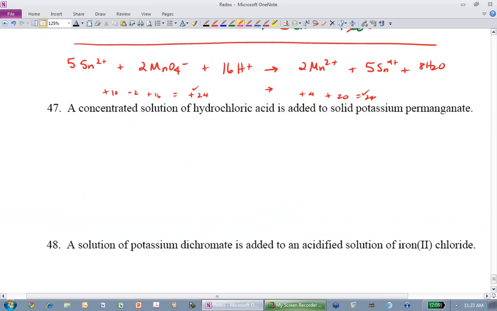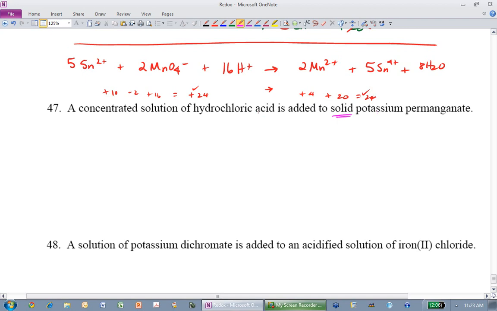All right, concentrated solution of hydrochloric acid, and for the love of God, potassium permanganate again. And it was added to solid potassium permanganate. But again, my potassium is not participating in this, so there is no point in dealing with that. It's the chloride that's going to take its place from the HCl.